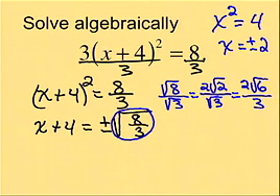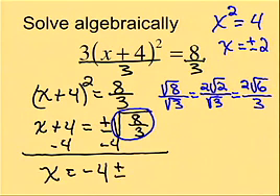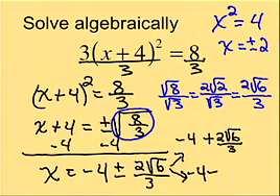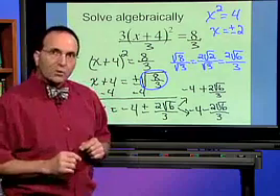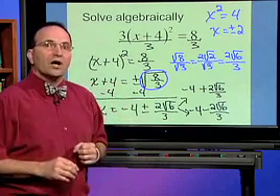So therefore, I want to subtract 4 from both sides so that I get my x, and x will then equal -4 plus or minus 2 square roots of 6 all over 3. And of course, that leads to 2 answers, one which is -4 plus 2 square roots of 6 over 3, and the other one is -4 minus 2 square roots of 6 all over 3. So that's an example of solving a quadratic equation using the concept that you can take the square root of both sides. Now let's look at something called completing the square.